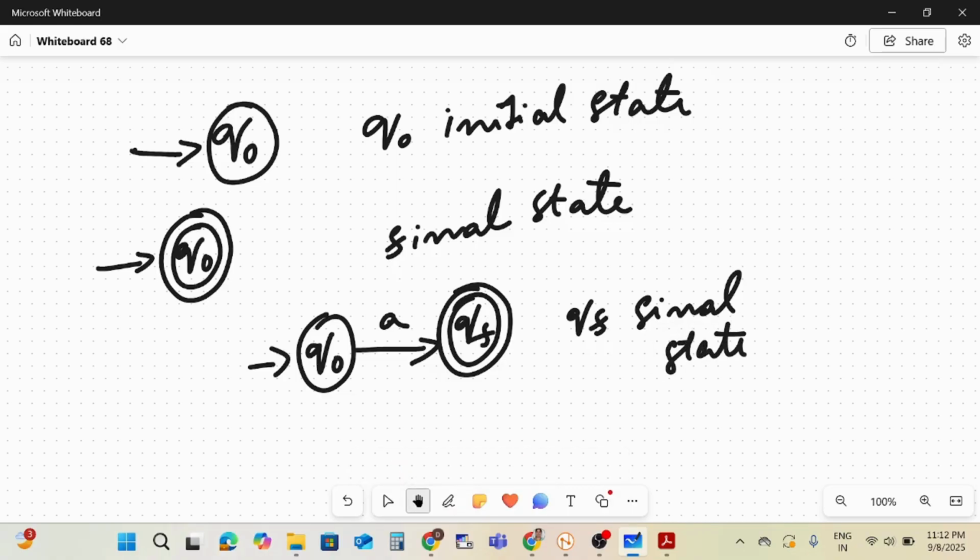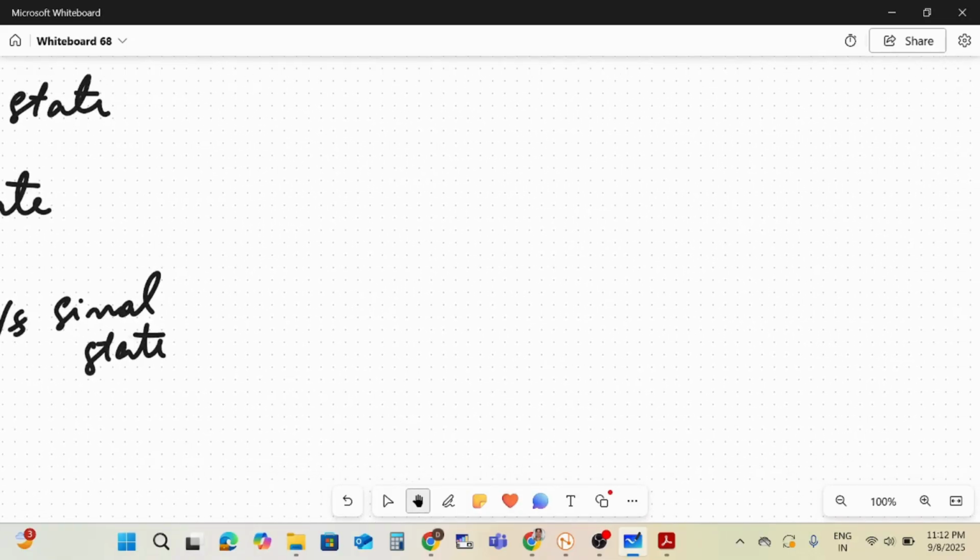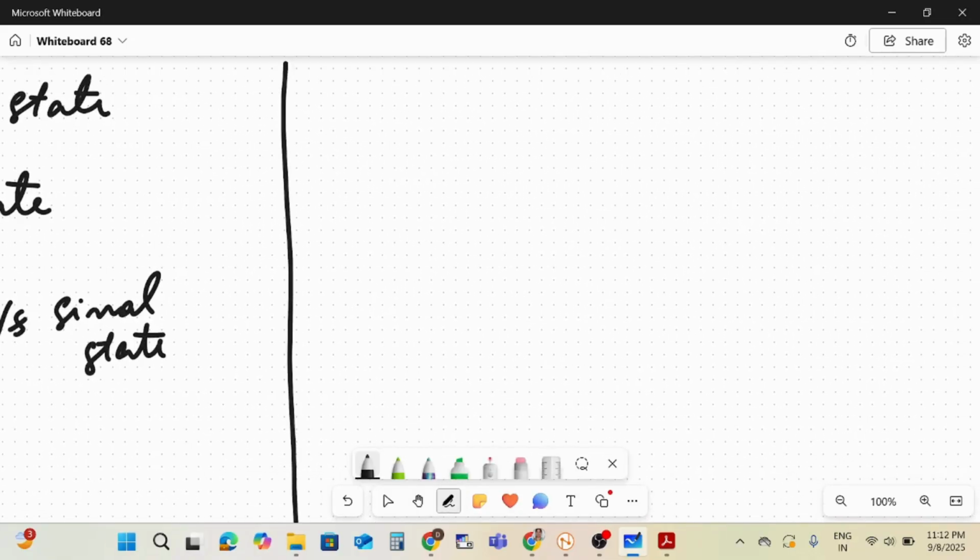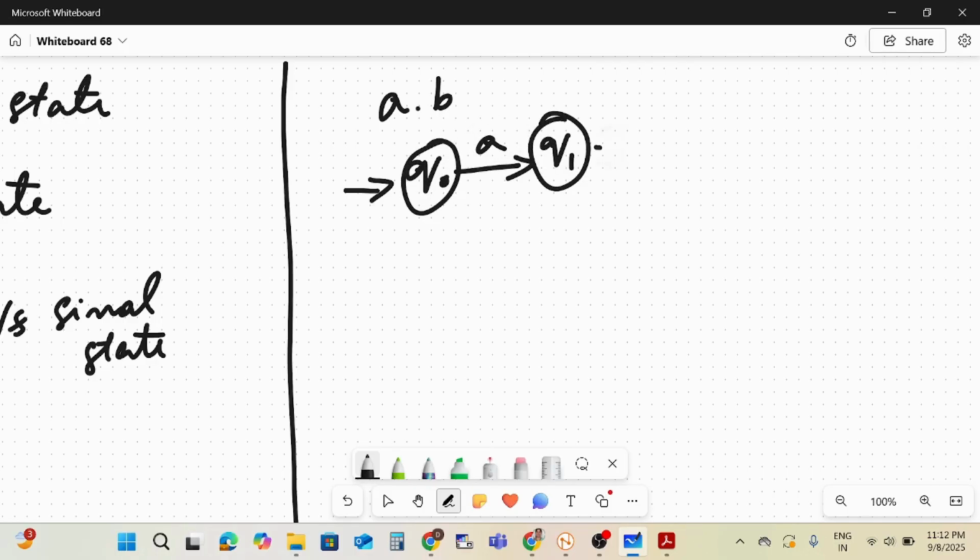Similarly, if we have to write a structure for A into B, say I want to represent A into B, which is a regular expression, how will I write it? Starting at Q0, it is a concatenation. With A it goes to Q1, and with B from Q1 it goes to Q2. So this is how you can represent A into B.